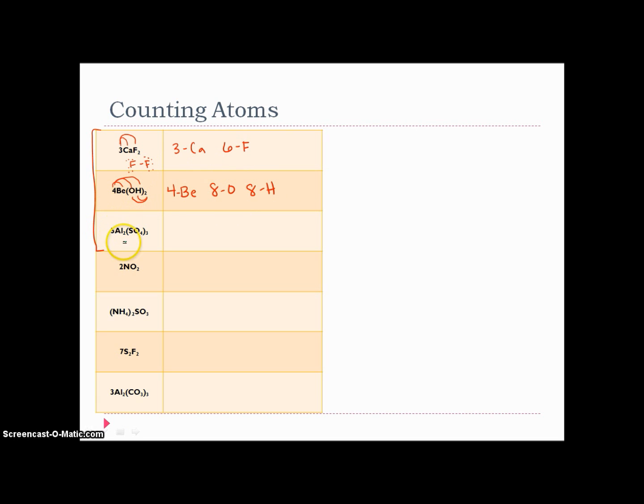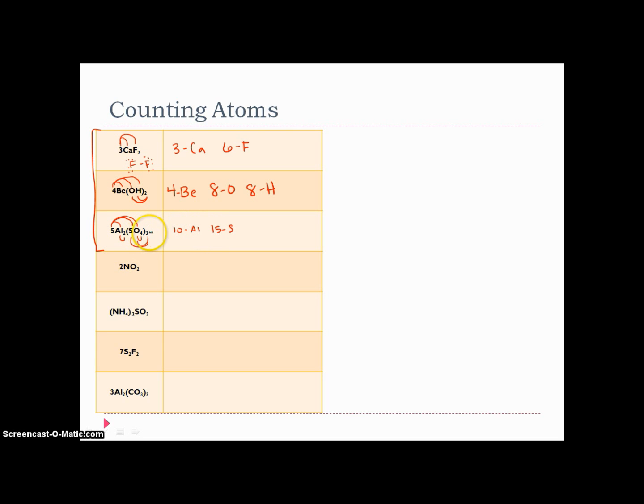Alright, and then these get a little bit more complex. This one's a little more complex here. We know the 5 goes to each. We know this 2 only goes to the aluminum, the 4 only goes to the oxygen, and the 3 goes to both. So we have 5 times 2 aluminum, which is 10 aluminum. And then we have 5 times 3 sulfur, which is 15 sulfur.